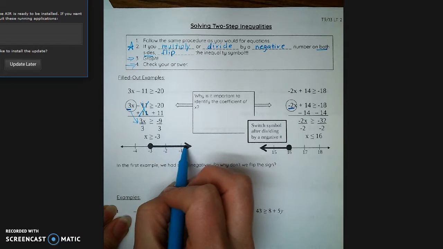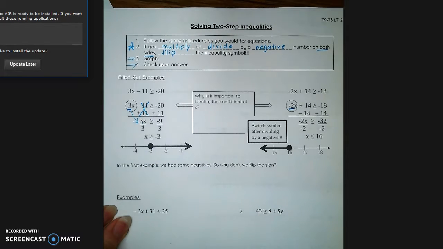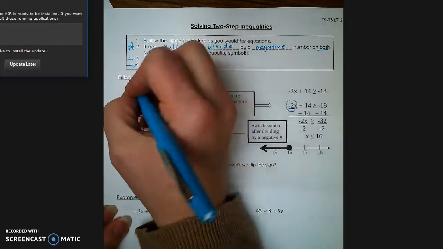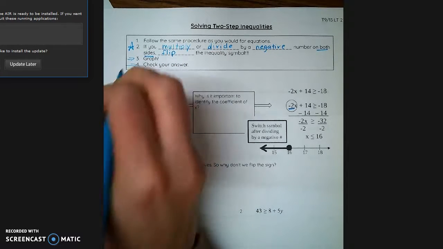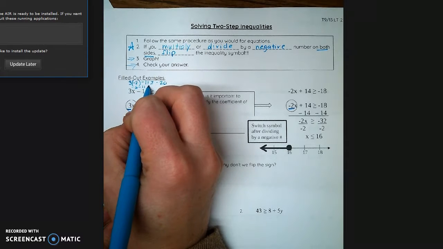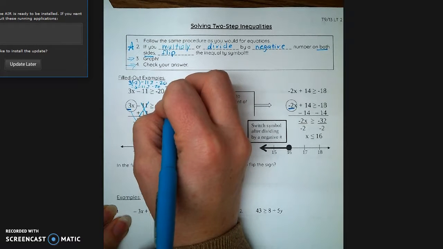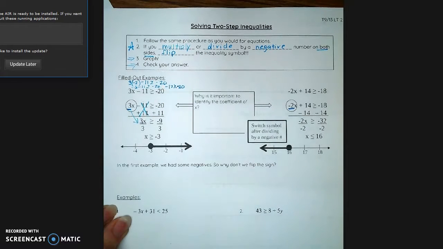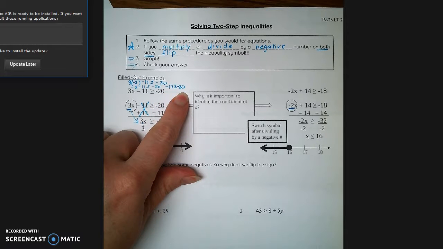I fill in my dot, and I'm graphing everything over here as a possible answer that would make this a true statement. So the way I check that, I can pick a number from over here, anything equal to or greater than negative 3. So say I pick negative 2. I'm going to go back up here, and where the x is, I'm going to plug in a negative 2. And so then I get negative 6 minus 11 is greater than or equal to negative 20. When I finish that out, I'm going to get negative 17 is greater than or equal to negative 20. And you're like, no, that's not true, but it really is, because that negative 17 is closer to 0 than negative 20, which does make it greater than.